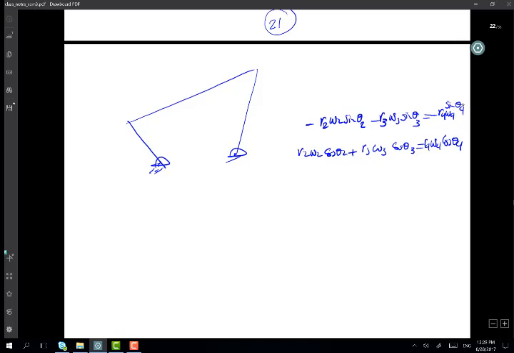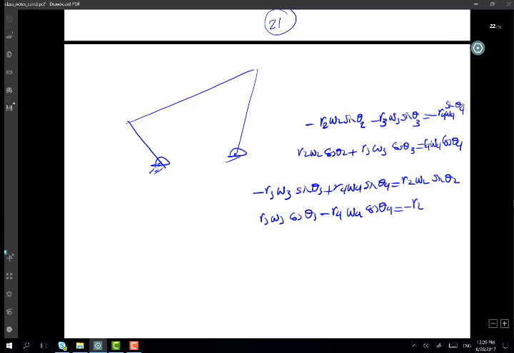If I arrange those to have r2 on the right hand side, because link number 2 is my crank that's going to drive complete 360 rotations, I can arrange the equations as r3 omega 3 sine theta 3 plus r4 omega 4 sine theta 4 being equal to r2 omega 2 sine theta 2, and then r3 omega 3 cosine theta 3 minus r4 omega 4 cosine theta 4 equal to minus r2 omega 2 cosine theta 2. That's what we did last time.